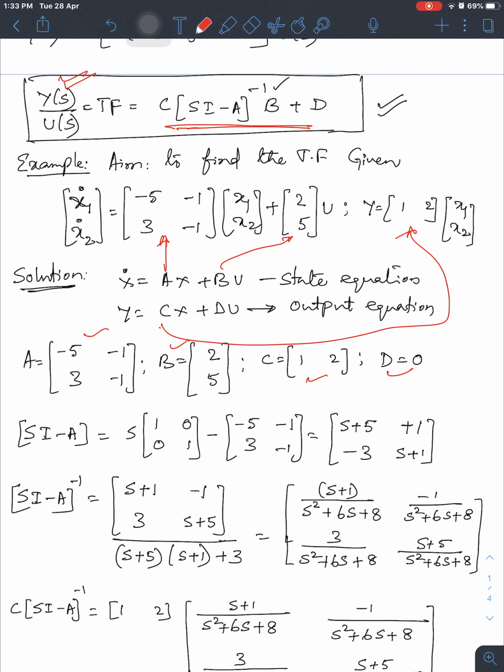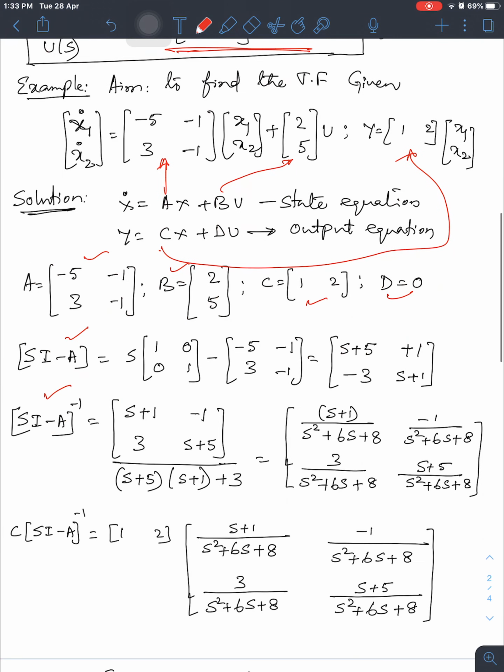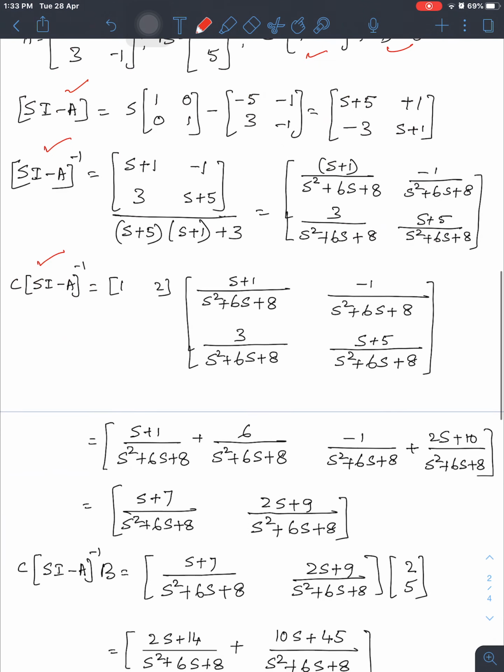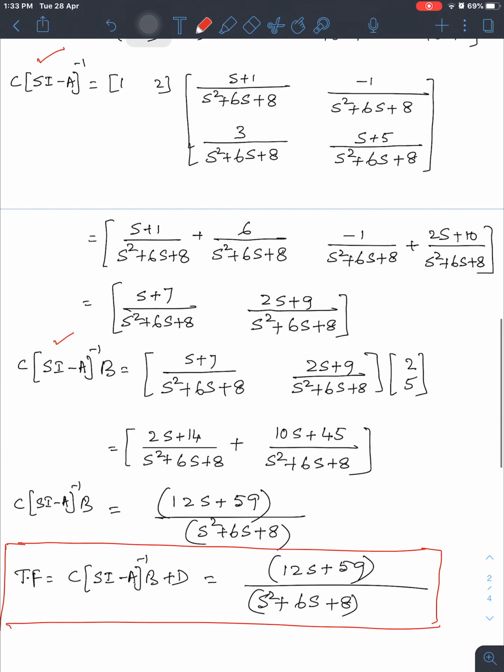So we step by step computed. We first did sI minus A, then we did (sI minus A) inverse, multiplied with C into (sI minus A) inverse, then we finally did C into (sI minus A) inverse into B, and as there is no D, we kept the transfer function as it is. So one may have to be very careful in computing, otherwise it doesn't require any great concept. You may have to just do matrix manipulation. I hope this is clear. Thank you very much.